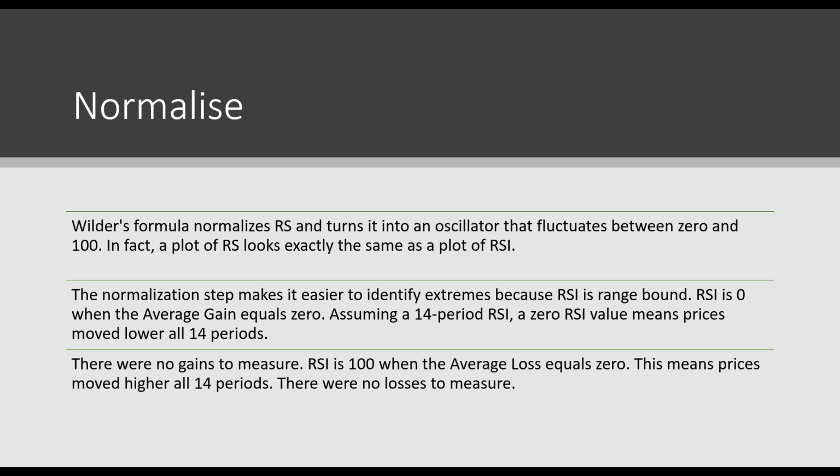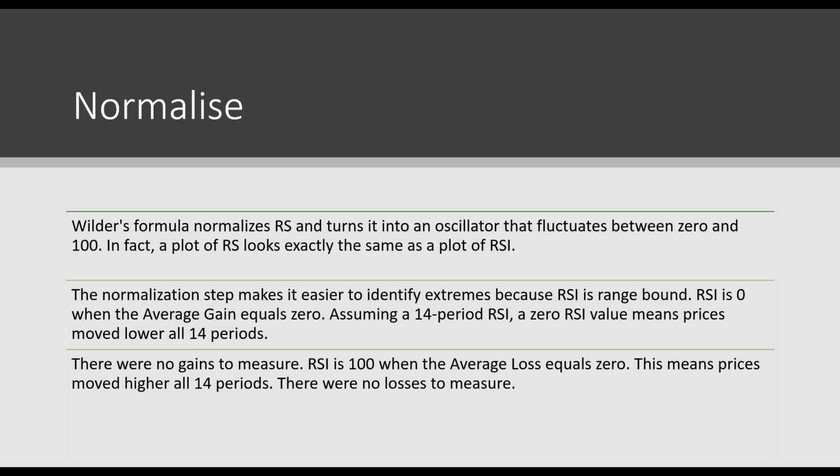So Wilder's formula normalizes RS and turns it into an oscillator that fluctuates between 0 and 100. And in fact, a plot of RS looks exactly the same as RSI. Because, remember, it's 100 minus 100 divided by 1 plus RS. Now, the normalization step makes it easier to identify extremes because RSI is range bound.